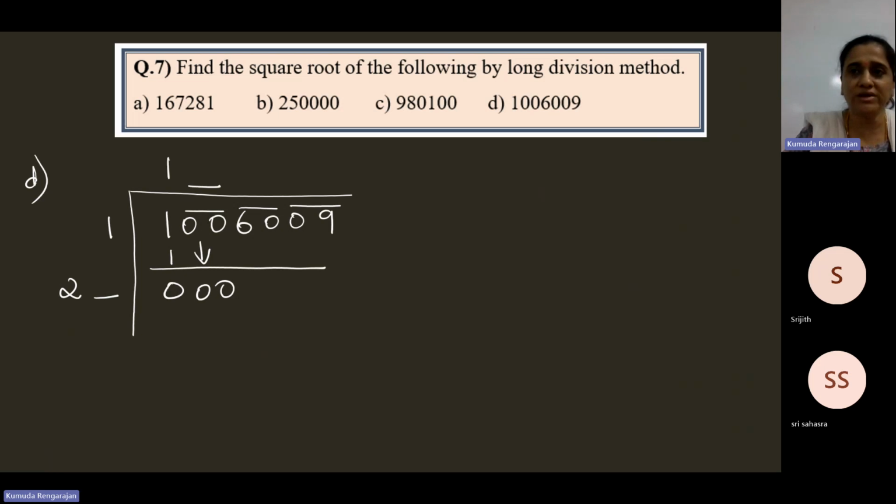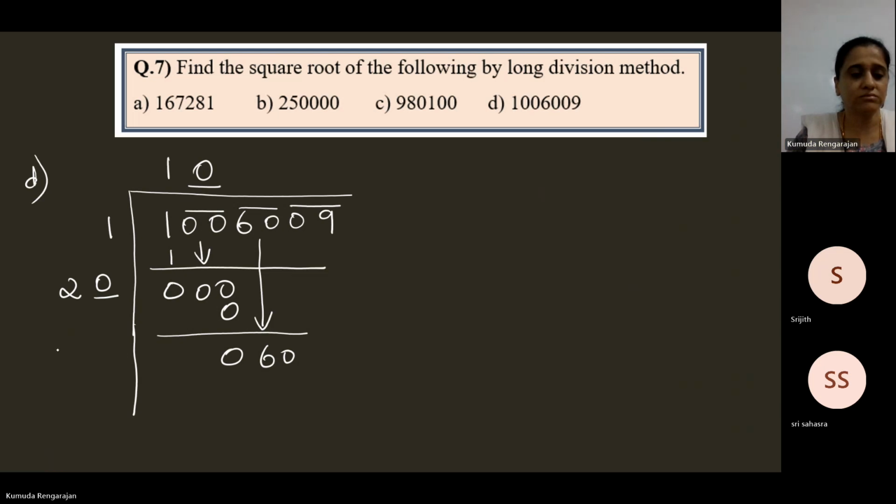Whatever digit you place here, place the same digit here. So 0. 20 into 0 is 0. 60. Remainder is 0. The next pair comes down. Double the quotient. Whenever you double the quotient and write it, you should leave a space for the digit which you're going to write.